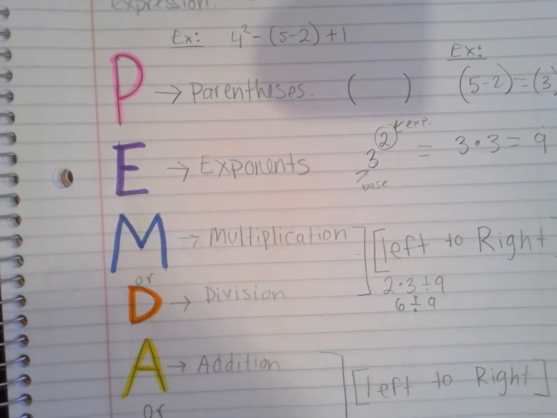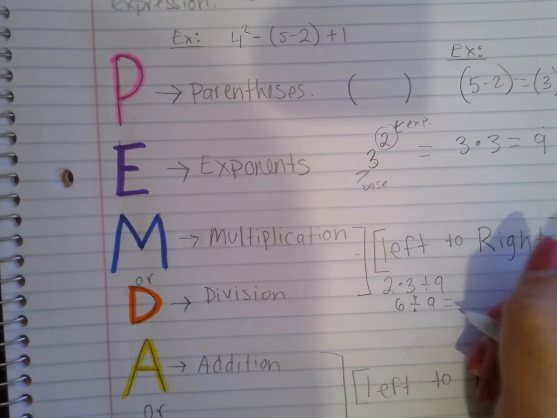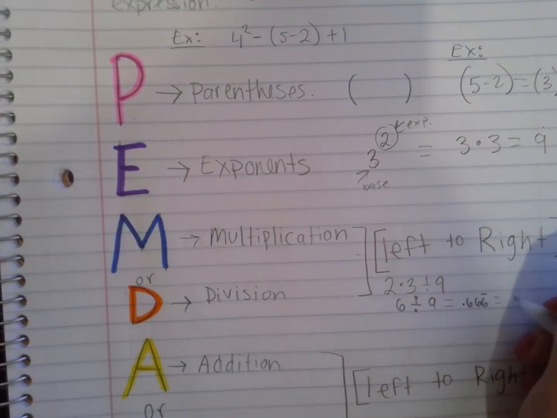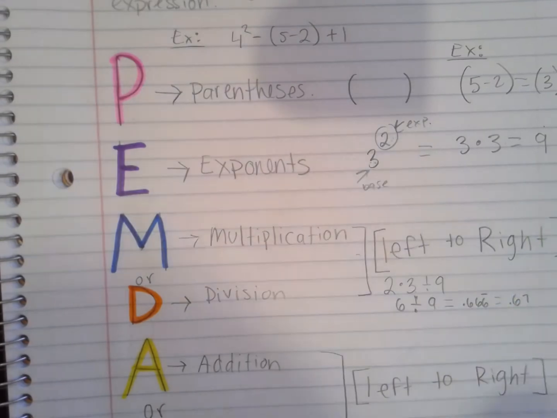Since I just came up with these numbers on the whim, it didn't come out to be a whole number, so that's okay. That just means that I'm going to have 0.666. When you round that up, you can just say 0.67, right?